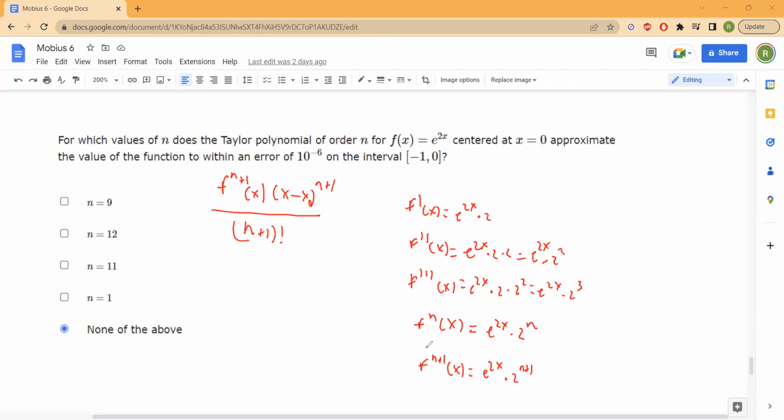Okay, but now again, what we need to do for this is maximize this. So how can you make this the biggest number possible?